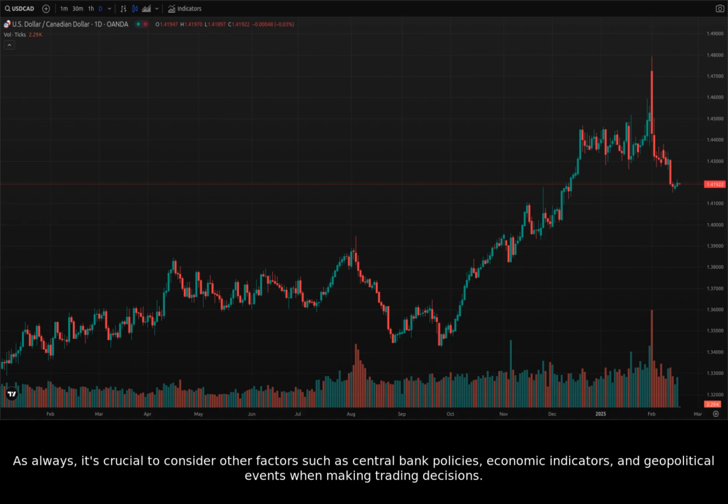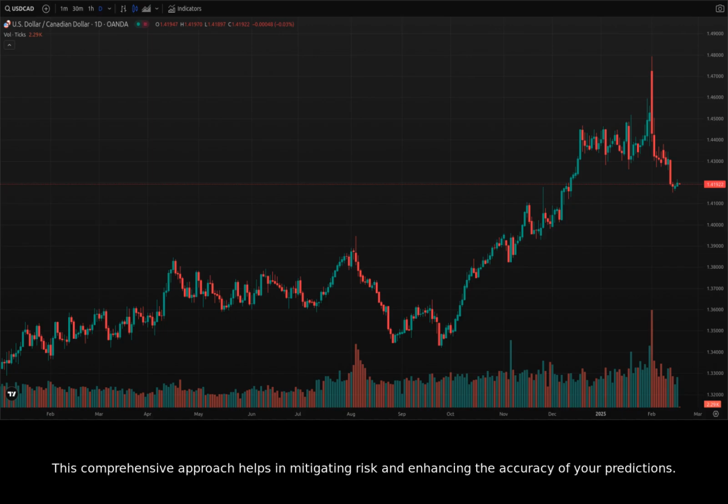pressure. As always, it's crucial to consider other factors such as central bank policies, economic indicators, and geopolitical events when making trading decisions. This comprehensive approach helps in mitigating risk and enhancing the accuracy of your predictions.